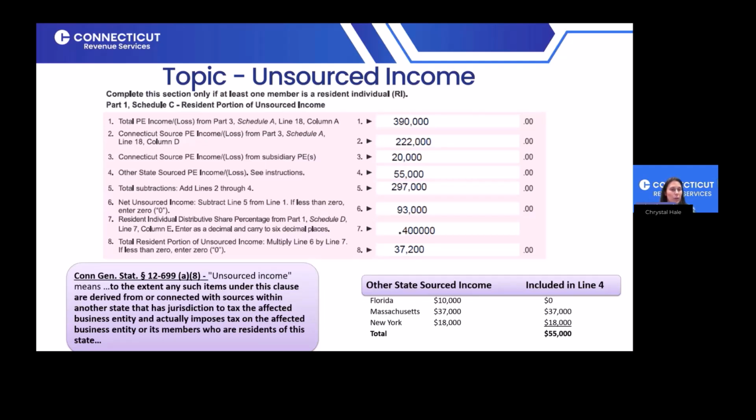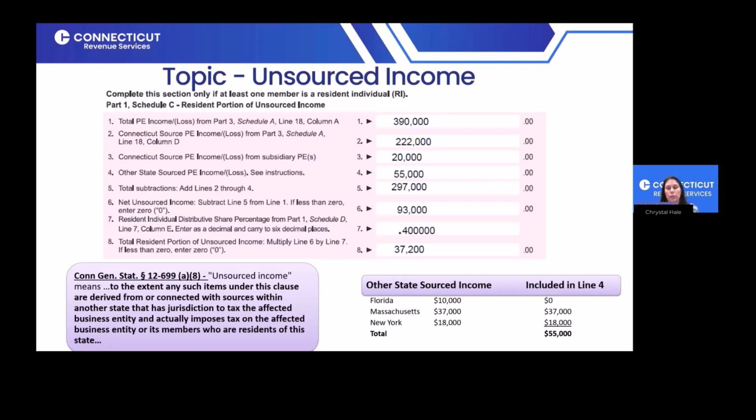And lastly, on line 4, we have our other state source PE income. So as you can see in the breakdown to the bottom right, we have other state source income from 3 states. And these are just, once again, arbitrary numbers, just for the purposes of this example. So the first state is Florida, where we have other state source income of $10,000, Massachusetts of $37,000, and New York of $18,000.